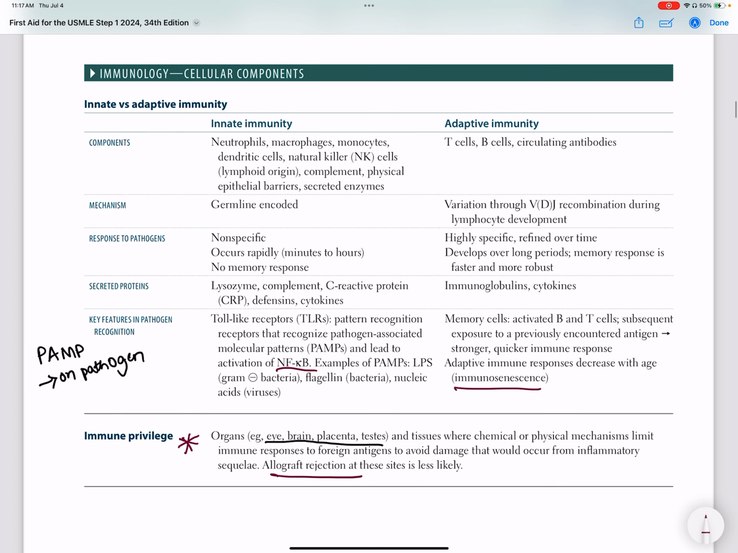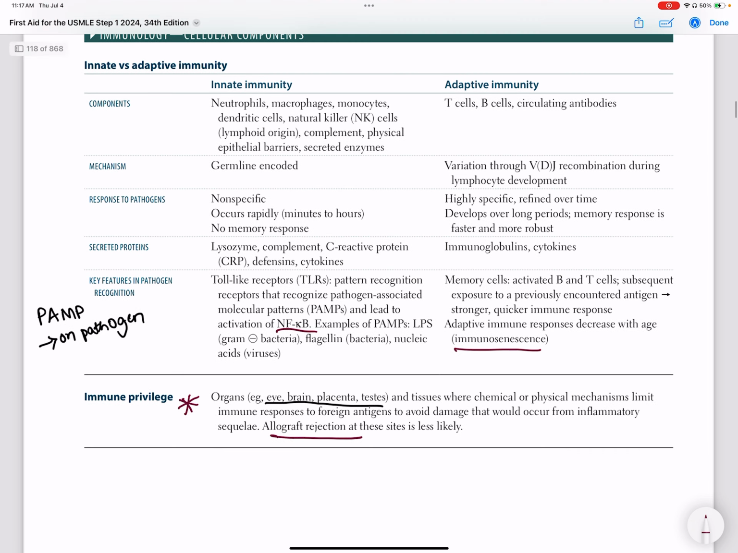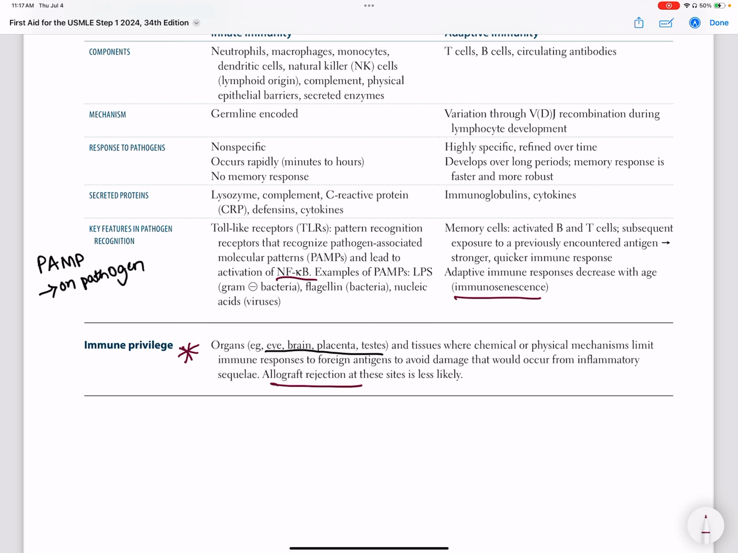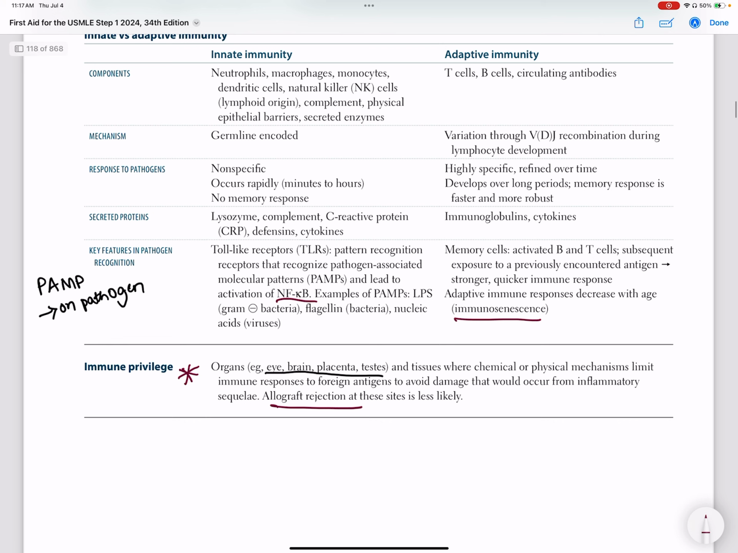Okay, innate immunity and adaptive immunity. Let's go through each of them one by one. The innate immunity includes neutrophils, macrophages, monocytes, dendritic cells, and natural killer cells, which are lymphoid in origin. And then we have complement, physical epithelial barriers, and secreted enzymes. Mechanism is germline encoded. Responses are non-specific, usually occurring rapidly from minutes to hours, with no memory response. The secreted proteins are lysozymes, complement, C-reactive protein, defensins, and cytokines.